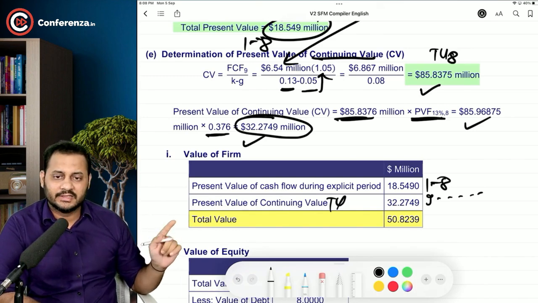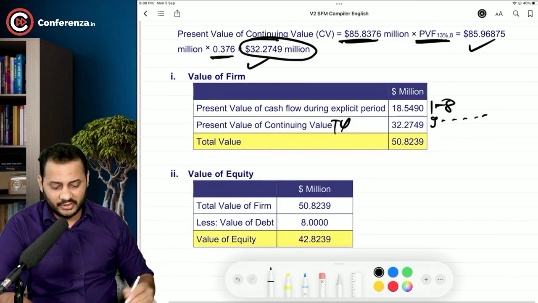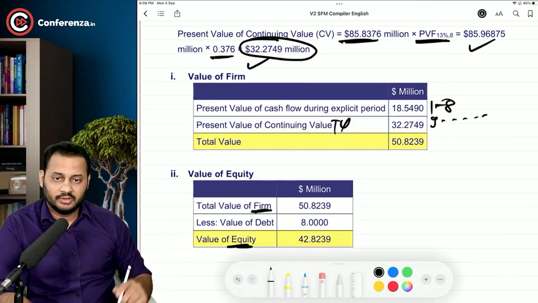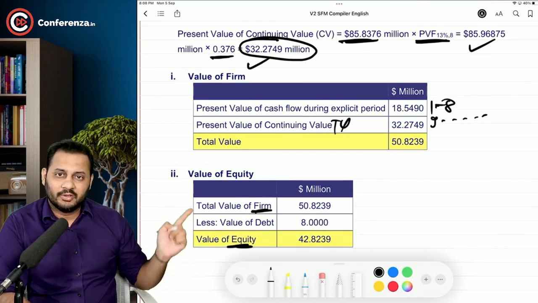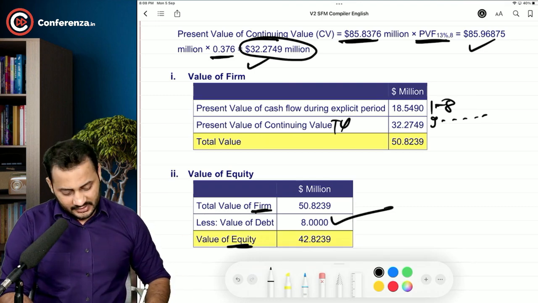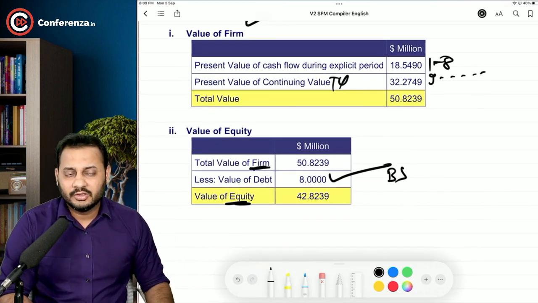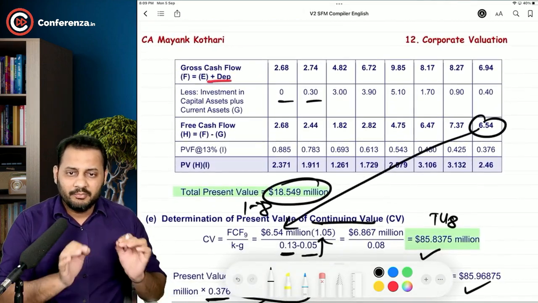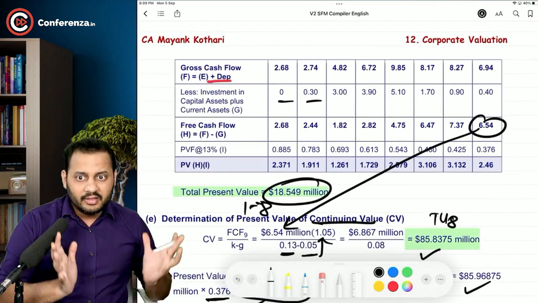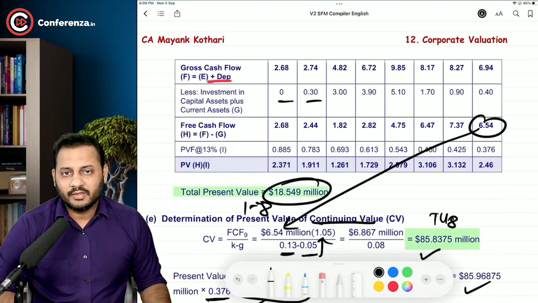Rest everything is easy. Out of that 50.8239, you can deduct the value of the debt to arrive at the value of equity, because firm includes both. What is the difference between the value of the firm and value of equity? The value of the debt, which is 8 million. This is arrived from the balance sheet itself directly, and this becomes the value of equity. Rest everything is same. The only part to understand in the entire question is the current assets and capital asset.